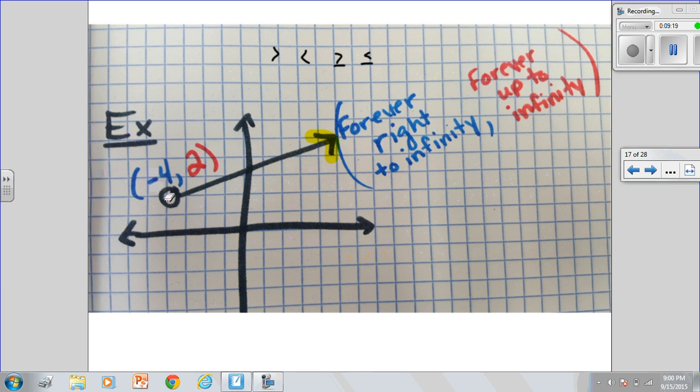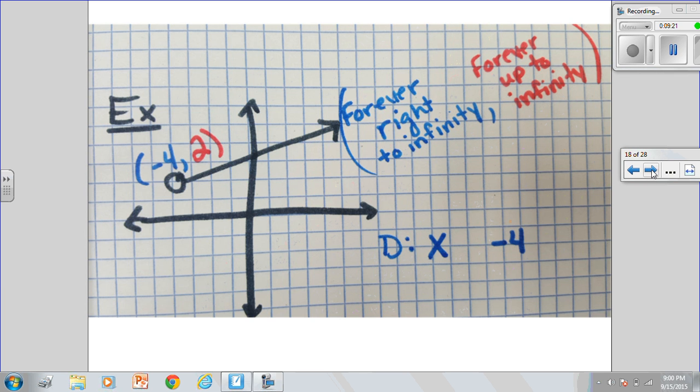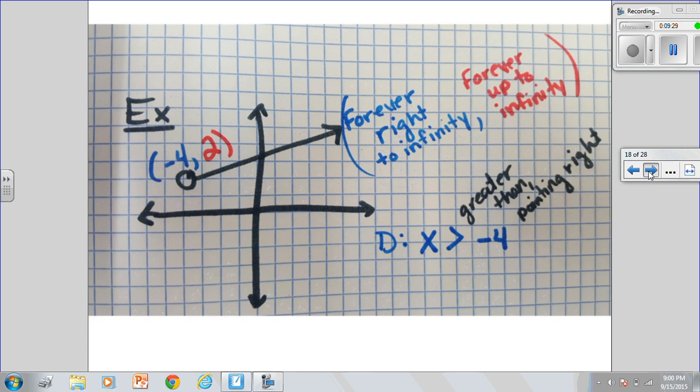So we have to look at what we're given. For my domain, I have only one number, so I'm only going to have one number. Okay, so it's x, and there's my number. A little too fast. Okay, go ahead and copy this down. I went ahead and used greater than because it's pointing to the right. So since this is pointing to the right, that means that it's going to be greater than -4. So it's pointing to the right here, it's pointing to the right here. Same thing.